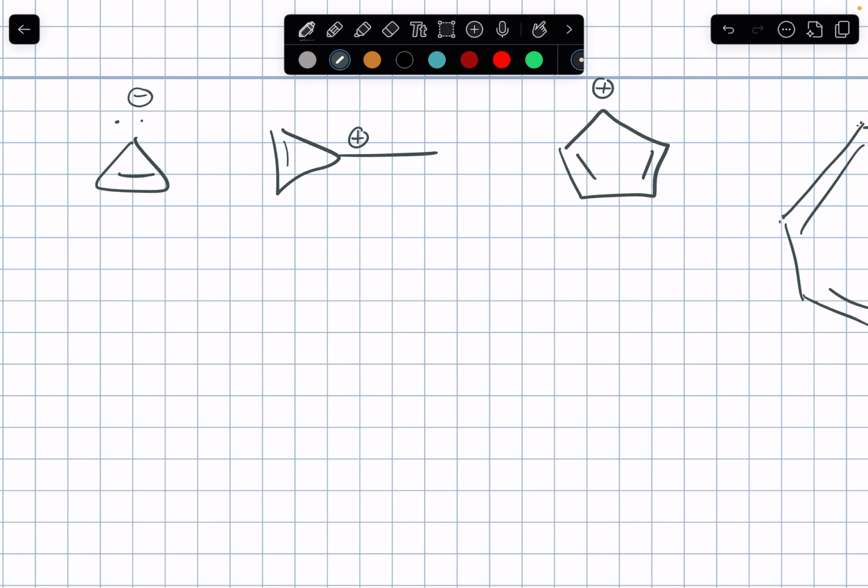Okay. So same instructions, determine if aromatic, non-aromatic, or anti-aromatic. Here, it is completely conjugated. Is it planar? I think so. Is it cyclic? Yes. Does it follow Huckel's rule? 2 electrons? It does. This is aromatic.